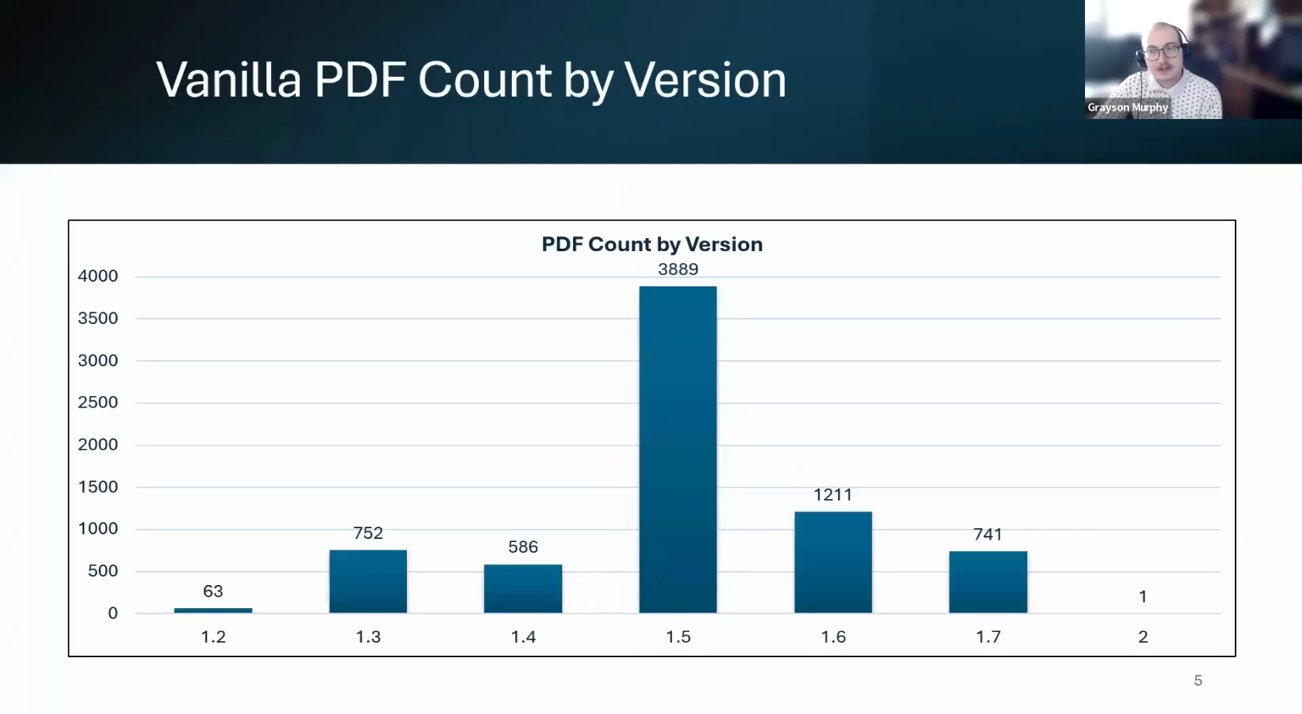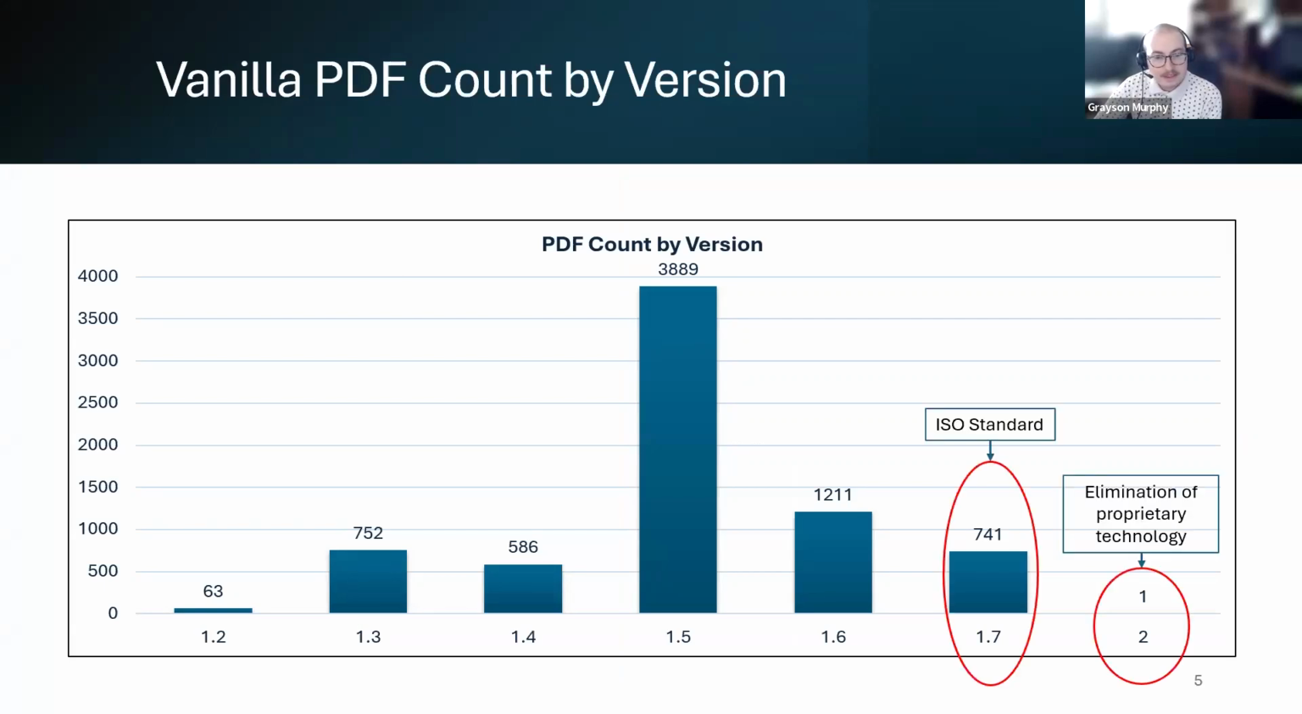Here we see a bar chart of the vanilla PDF types broken down by version. Version 1.5 is obviously far and away the highest represented version. Notably, we see that in fourth, version 1.7, which is that first ISO standard, has only a little over 700. And all by its lonesome, too small to even have its own bar, is version 2, which again was that elimination of proprietary technology.